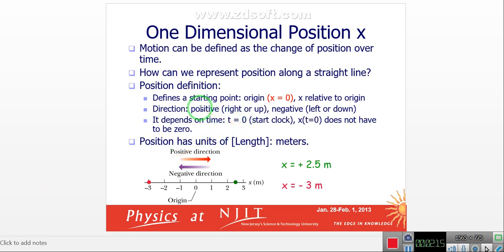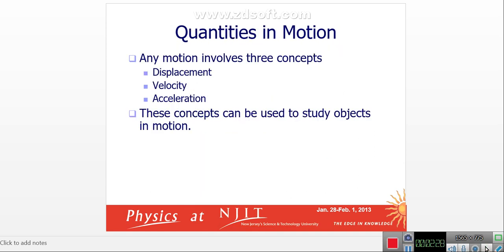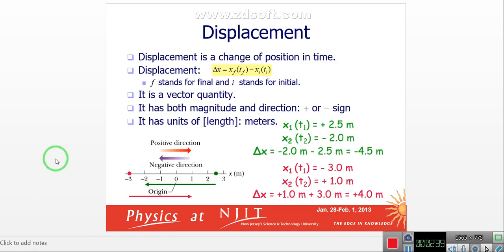So now coming to one dimensional position. Do you know about one dimension? This is such a simple topic, that's why I am telling you thoroughly. So now coming to the quantities in a motion, which are displacement, velocity and acceleration. Coming to the first one, displacement.